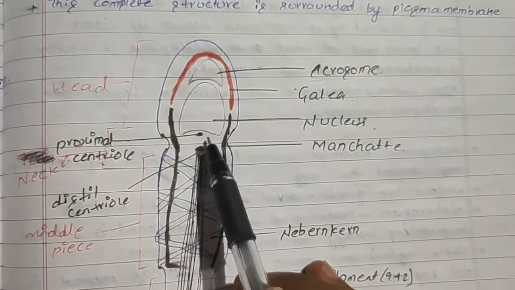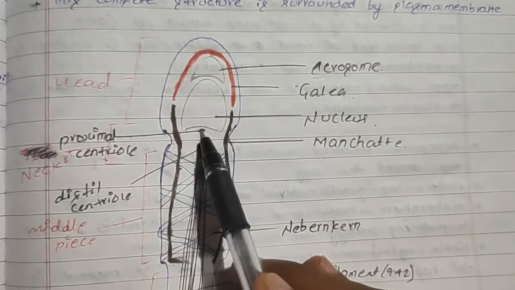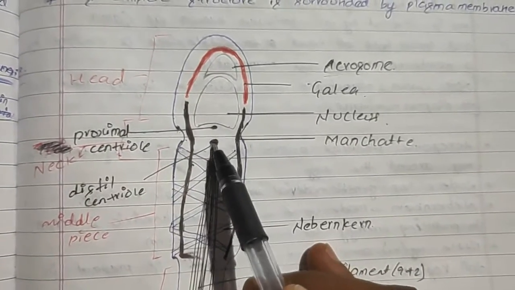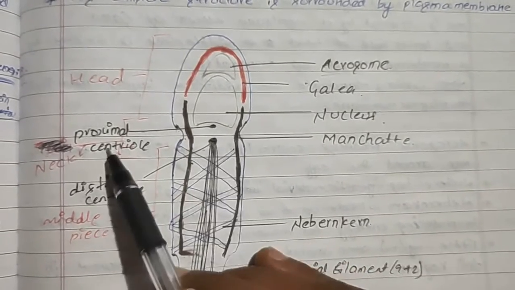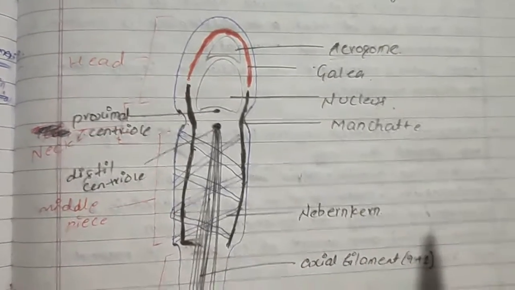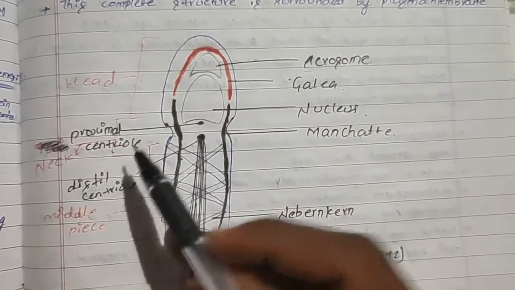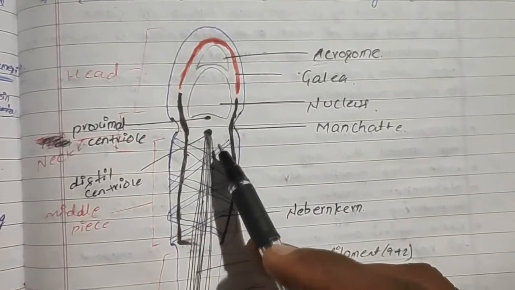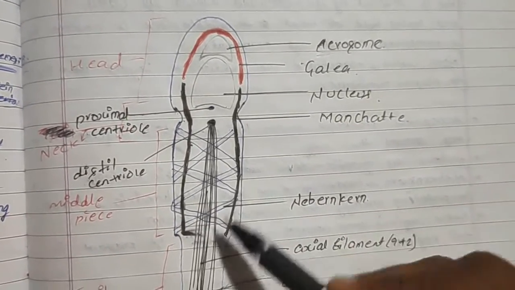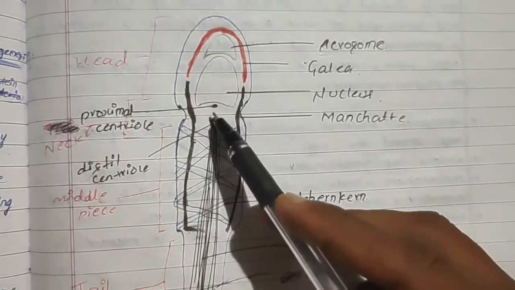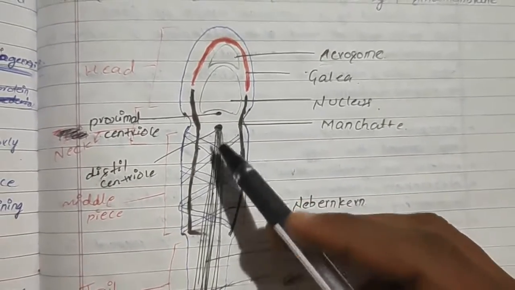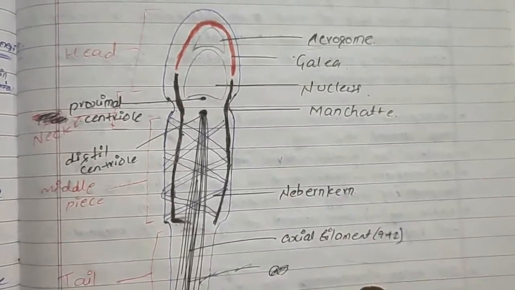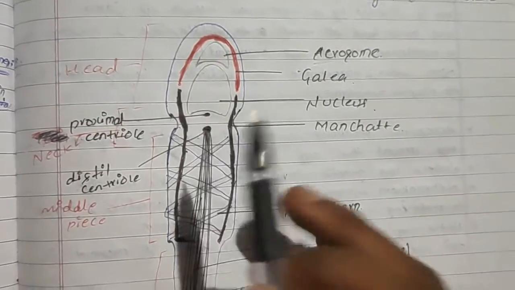In the neck region, we will find two centrioles. One is present below the nucleus, and it is small and known as the proximal centriole, and another centriole is present at the middle of the neck region and known as the distal centriole. This proximal centriole is responsible for the formation of spindle fibers during the postzygotic division, and this distal centriole gives rise to long thread-like filaments known as the axial filaments, and they run towards the tail region from the neck region.